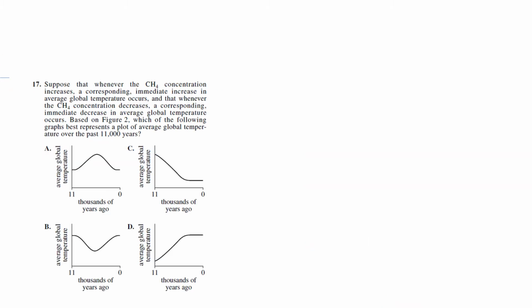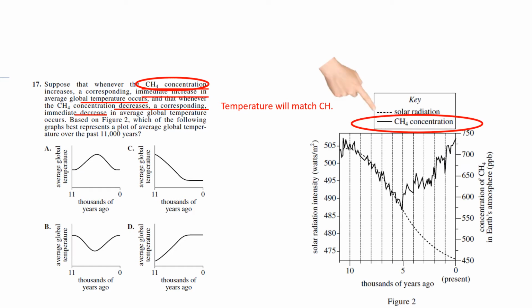Number 17, we have another if suppose why question. Suppose that when CH4 concentration increases, a corresponding immediate increase in average global temperature occurs, and whenever CH4 decreases, a corresponding decrease occurs. So CH4 is going to match temperature. Which of the following graphs best represents the plot of the average global temperature in the past 11,000 years according to figure 2? CH4, so our chart has to match this, and the one that best matches that is going to be choice B.